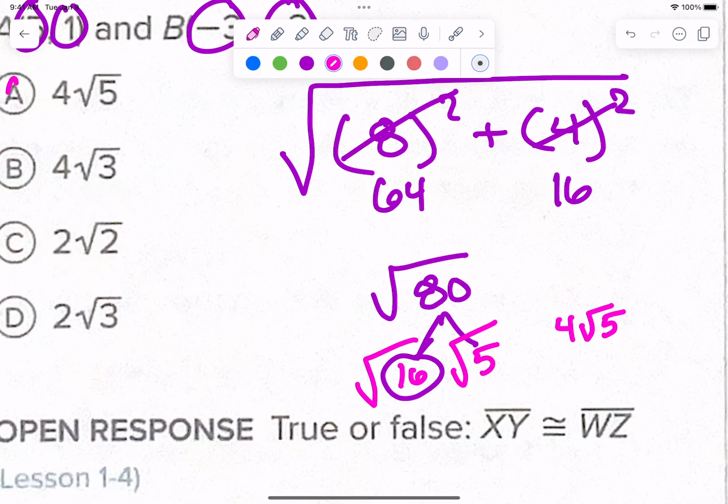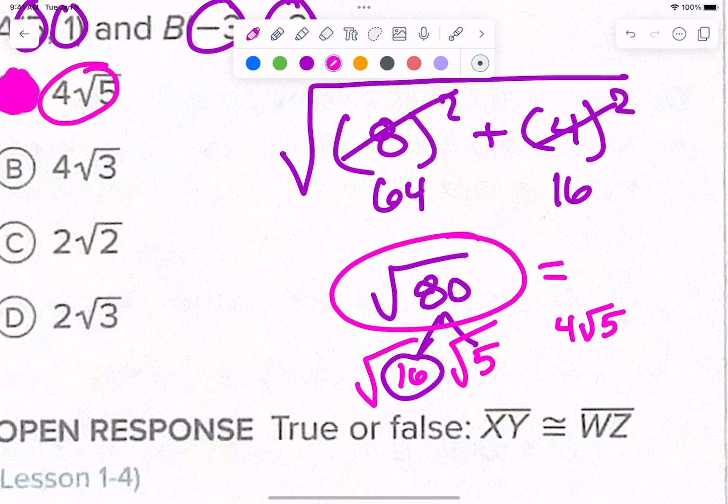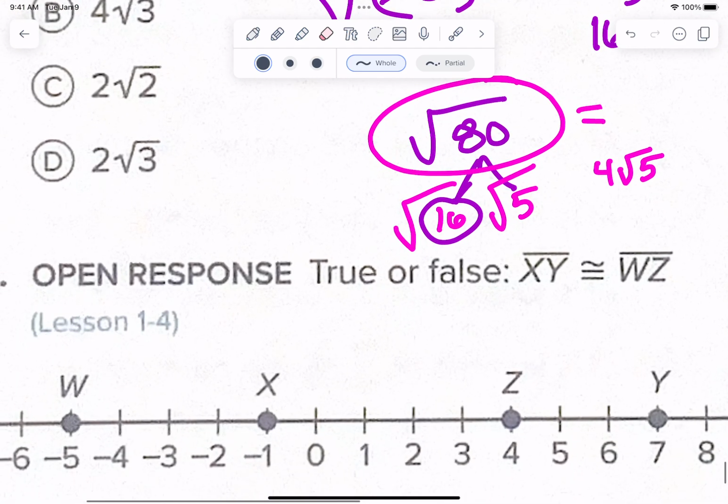Let's say that you forgot that process, or your calculator doesn't do it for you. You could take the square root of 80, get a decimal, take each one of these and get a decimal and figure out which one it was, right? So like on the ACT, if you get stuck and you don't know how to break it down, you can convert them all to decimals, right? That would work. That's gonna be kind of a pain in the butt, but whatever. 4 square root of 5, that's the one you want.